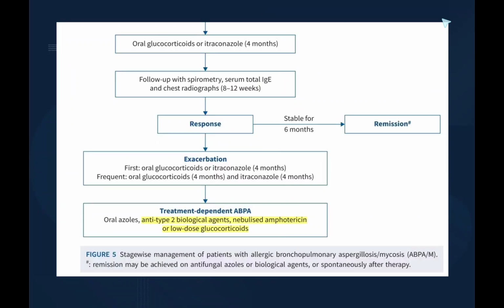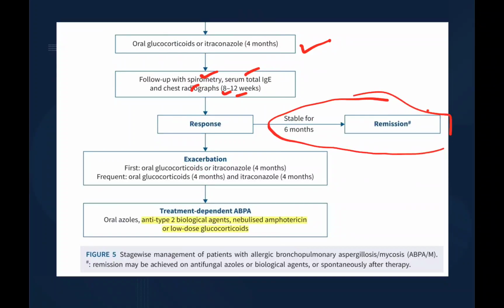So this is the summary slide. First we diagnose ABPA, then we have to give oral corticosteroid or itraconazole. Then we have to do follow-up in 8 to 12 weeks with symptoms, spirometry, IgE and radiology. If there is response and the patient is stable for 6 months, then it is remission. If there is exacerbation, we have to give oral corticosteroid and itraconazole for months.